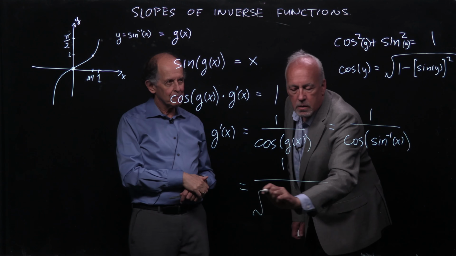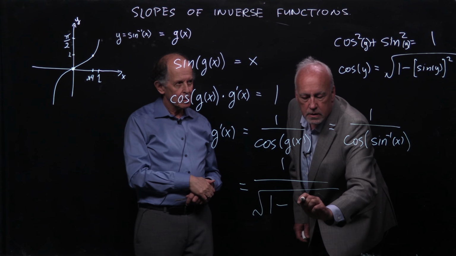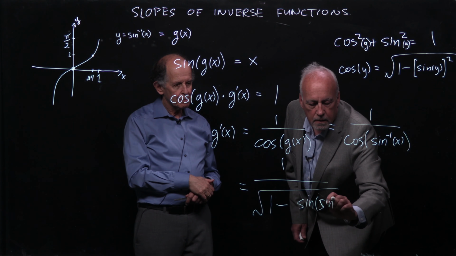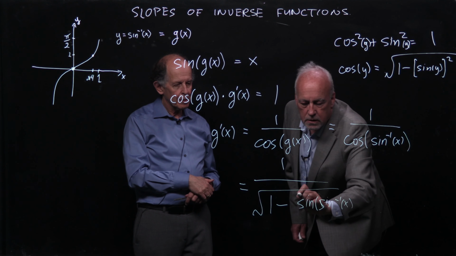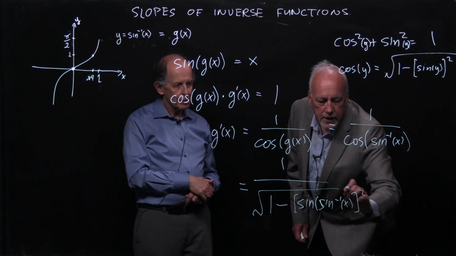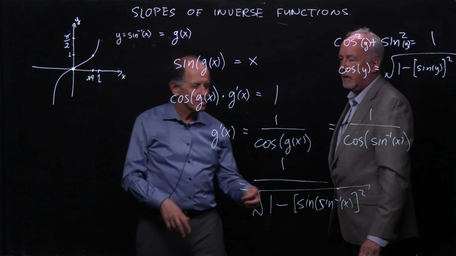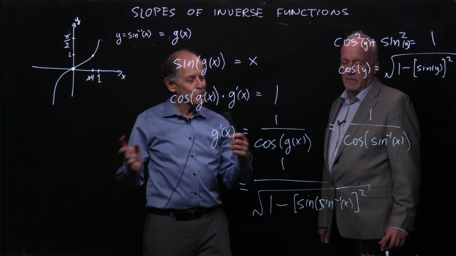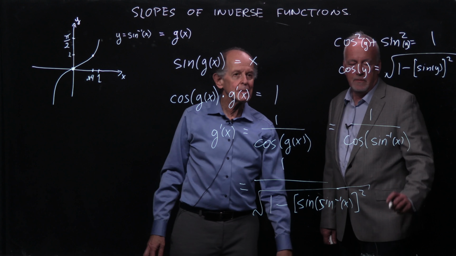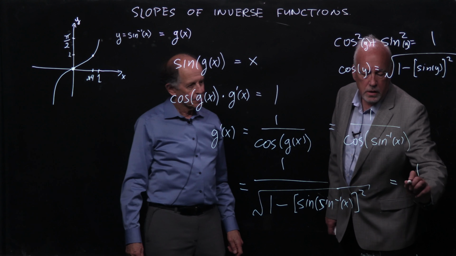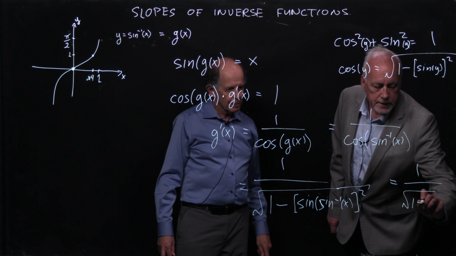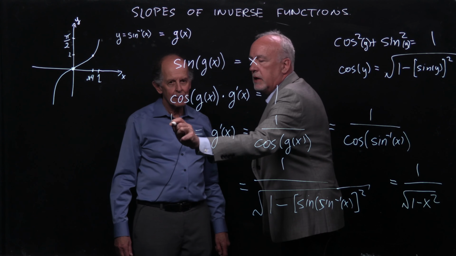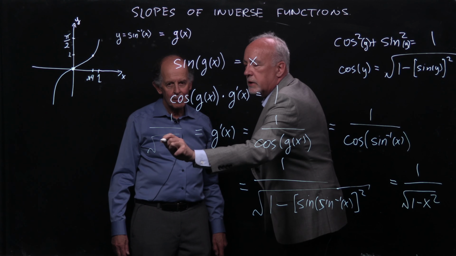This is the square root, 1 minus sine of sine inverse of x. I'm going to write it out in painful notation, all squared. Aha, so this is obvious what this is. Backwards and forwards, forwards, backwards, it just gives you the initial independent variable. So this is 1 over square root 1 minus x squared. So this thing is this simple little algebraic formula, 1 over the square root, 1 minus x squared.